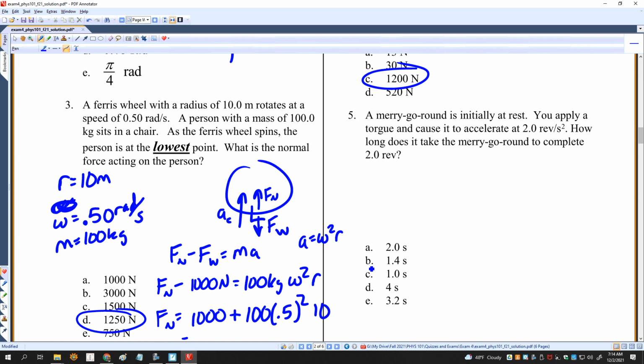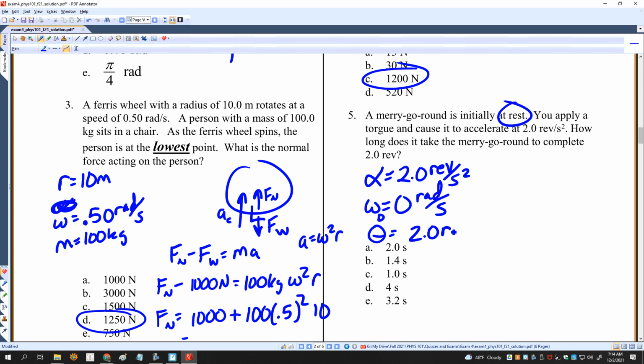Merry-go-round is initially at rest. You apply a torque and cause it to accelerate. Alpha is 2 revolutions per second squared, and then also omega naught is equal to 0 because it's initially at rest. How long does it take the merry-go-round to complete 2 revolutions? Okay, so I want to know what t is.